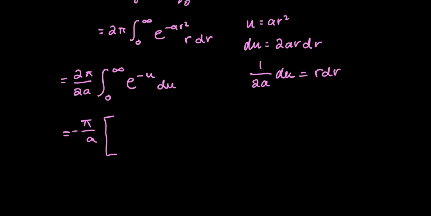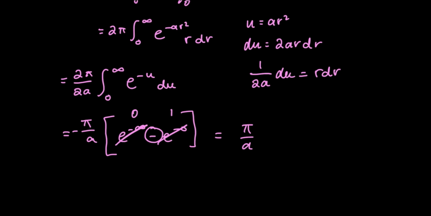And now I am evaluating e to the minus infinity minus e to the minus 0, or just e to the 0. So e to the minus infinity is 0. And then e to 0 is 1. And because I have a negative sign here, this goes outside and it cancels with this negative sign. So I'm left with pi over a.